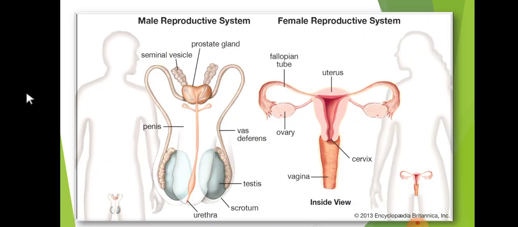Now here we have the male reproductive system and the female reproductive system. The male reproductive system is made up of the reproductive organs: the prostatic gland, seminal vesicle, penis, vas deferens, testis, scrotum, and urethra. Meiosis takes place in these 2 organs, which are called the testes, and also in the female reproductive system, meiosis takes place in these 2 organs, which are called the ovaries.